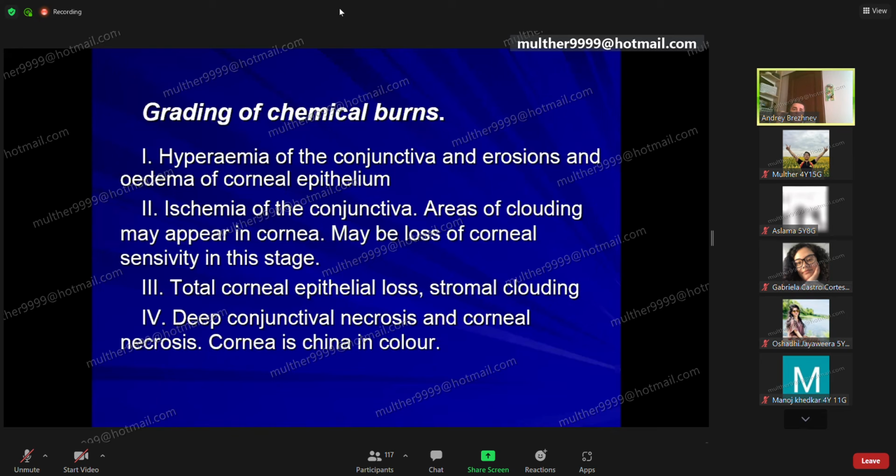The third stage, when we can see total corneal epithelial loss, total corneal erosion, and stromal clouding, more deep damage, and deep conjunctival necrosis and corneal necrosis. And the cornea is china in color, whitish, and in most cases it's irreversible opacity of the cornea, and only keratoplasty, transplantation of cornea, can help to repair the visual functions.